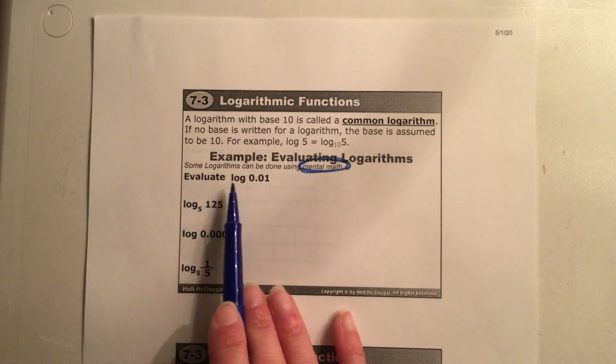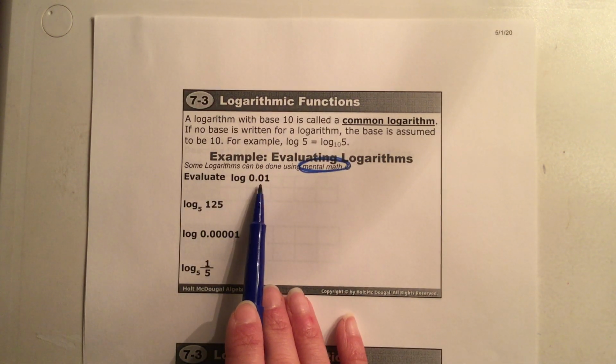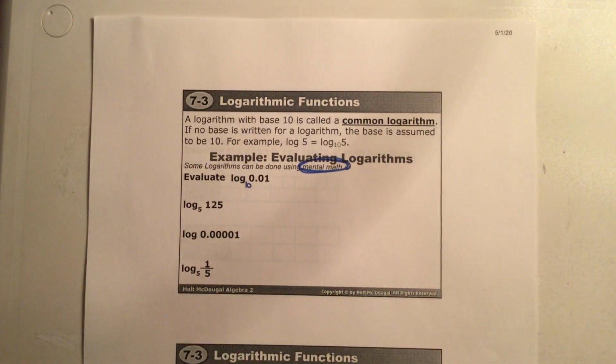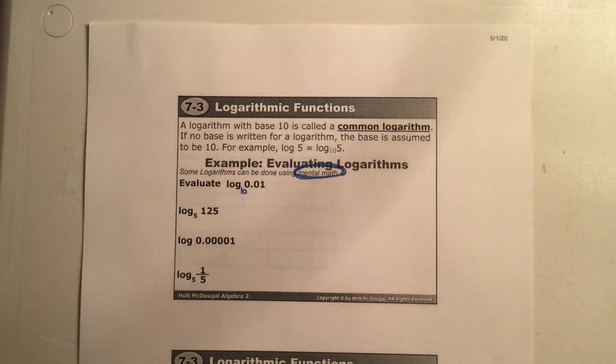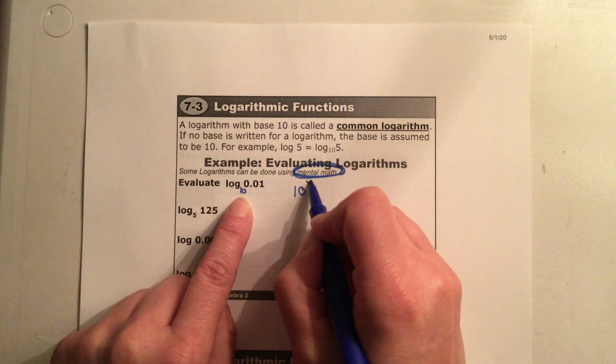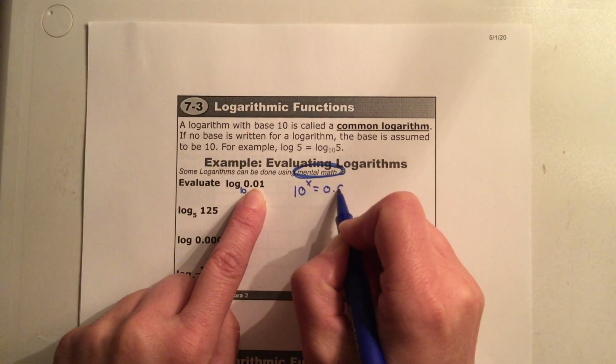Now here it says evaluate log of 0.01. There is not a base, so that means it's an unwritten 10. It's a common log. So what you're doing is you are saying 10, because it's the base, to the what power gets you to 0.01?